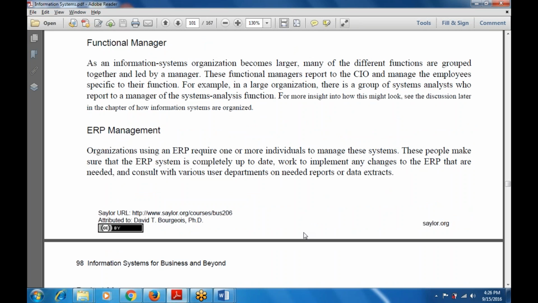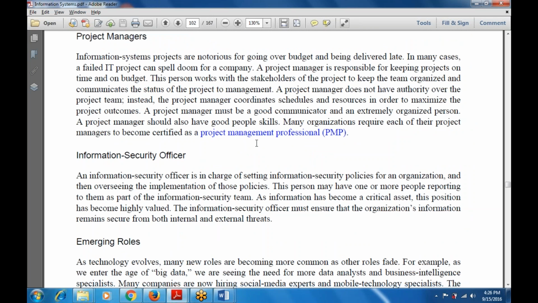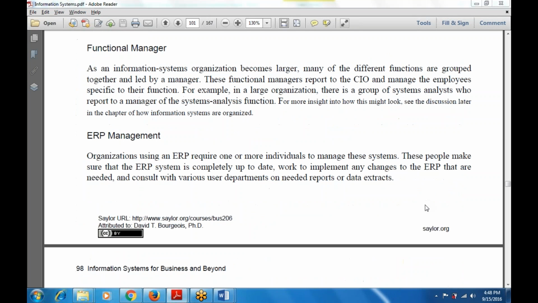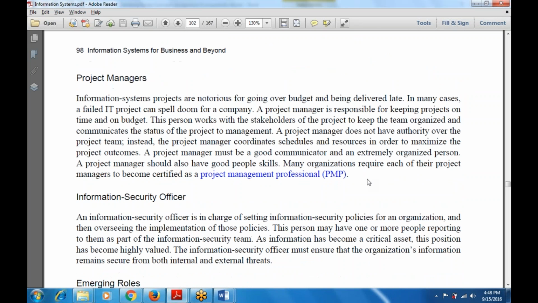The next one is ERP management, that is also used to manage the systems, that is enterprise resource planning management. Next one is the project managers, who are doing the project management.